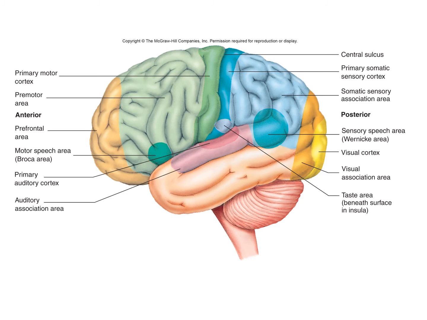Now, of all the gyri evident in this picture, pay particular attention to the gyrus just anterior to the central sulcus and the one just posterior to it. The regions called the primary motor cortex and the primary somatic sensory cortex. That's what we're going to be looking at in the next two slides.